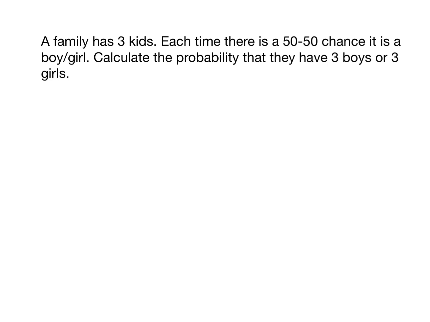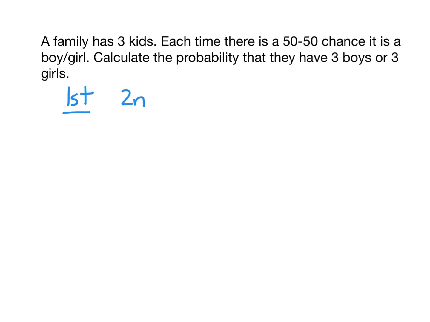All right, as promised, I'll now show you a tree diagram. A family has 3 kids. Each time there's a 50-50 chance it is a boy or a girl. We're going to calculate the probability to have 3 boys or 3 girls. I'll show you this example using a tree diagram and then the formula. So here's how you draw a tree diagram. Once again, it's for multi-stage events. Each stage is a column.